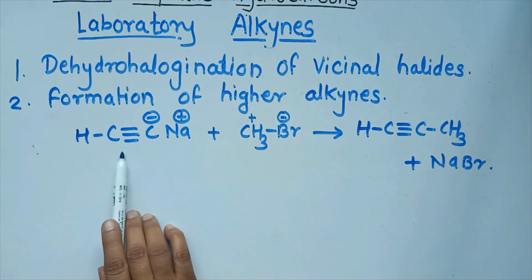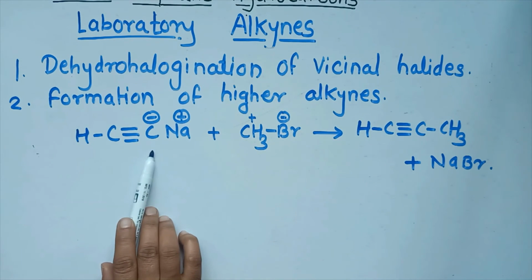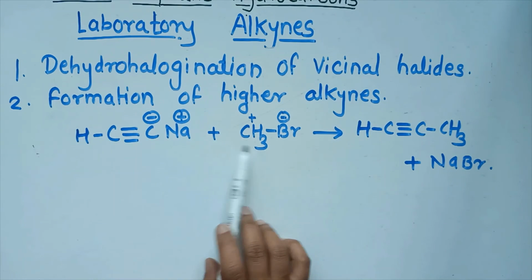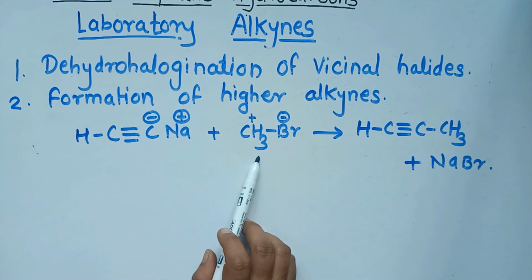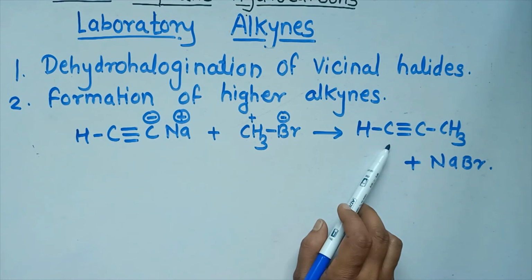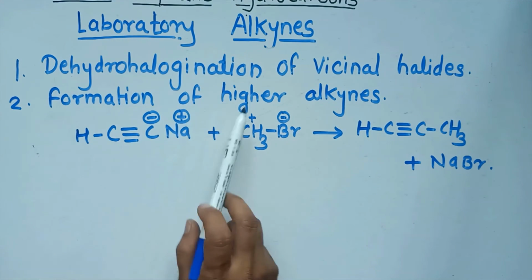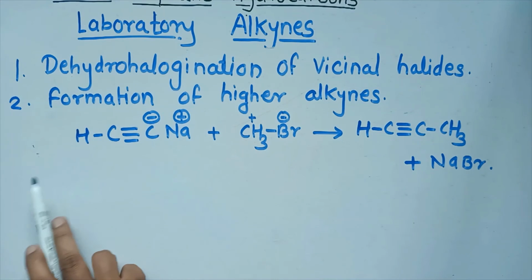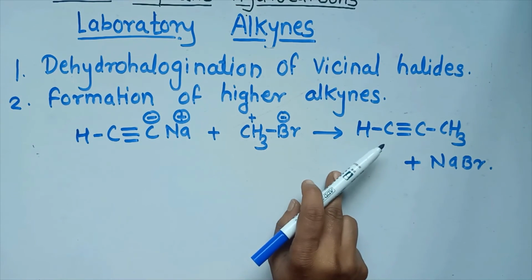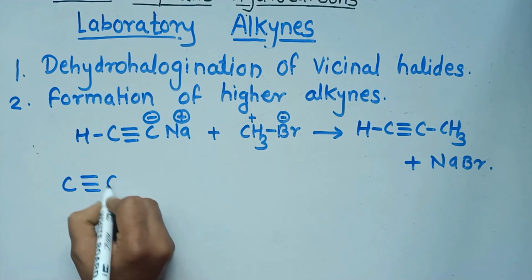So what happened here? At the initial level we have taken acetylene. It contains only 2 carbon atoms, right? And by reacting with the alkyl halide, it gives propyne. 1 carbon is more. That's why the name is formation of higher alkynes. Okay, it is clear.